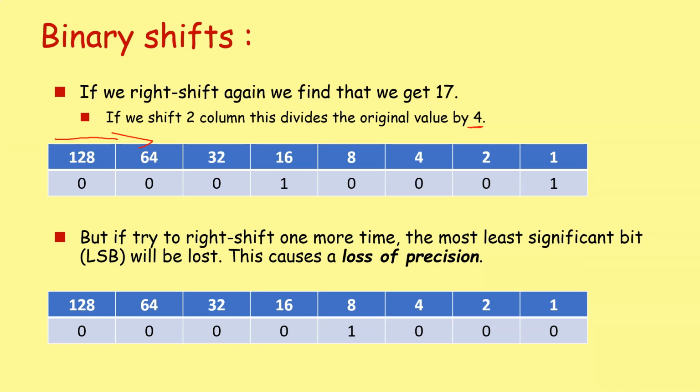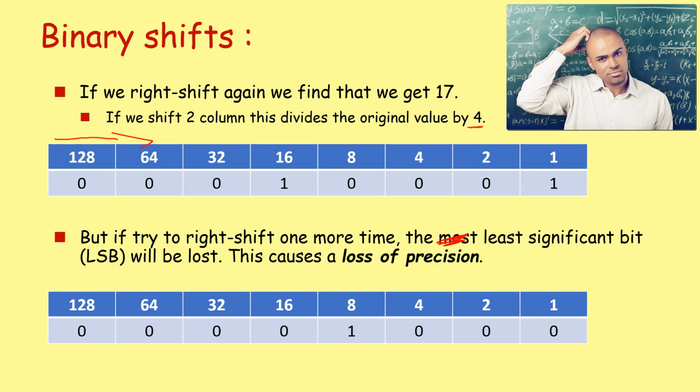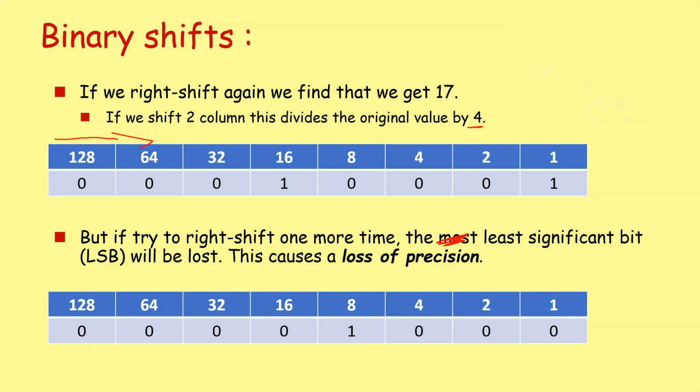However, in this particular case, if we try to right shift one more time, the least significant bit will be lost. I've got the most least significant bit here. Obviously, that's a typo. The least significant bit, the LSB, will be lost, and this will cause a loss of precision. So again, why is that? Well, let's shift everything over. That gets shifted over. That gets shifted over. That gets shifted over. And we continue, so on and so forth.